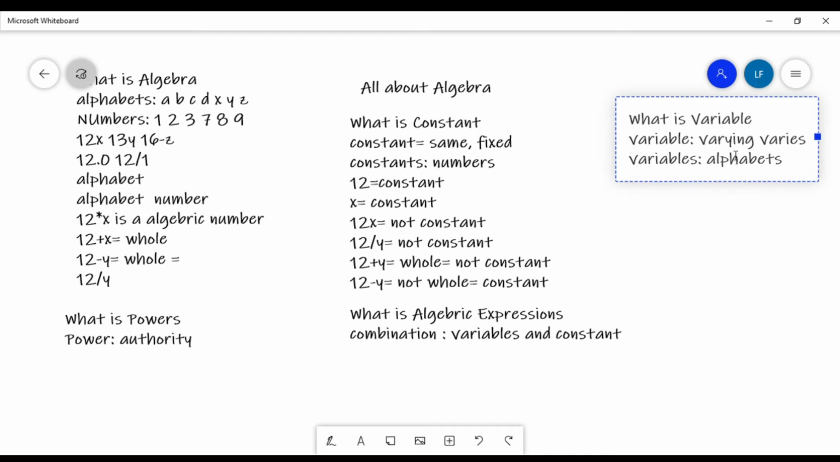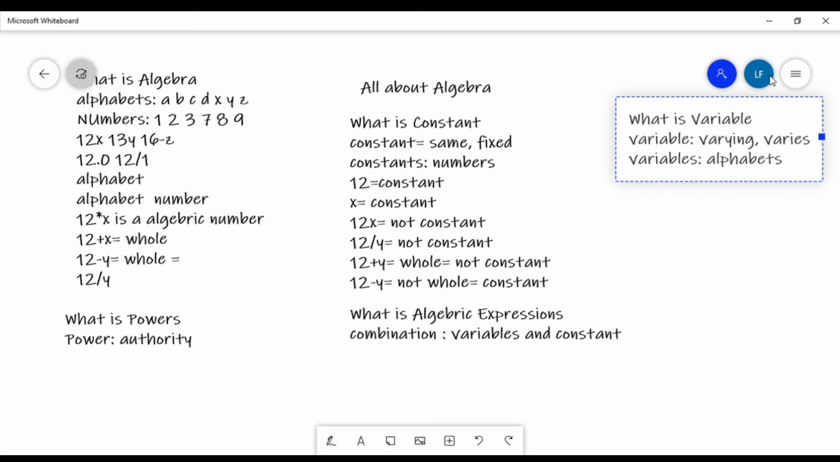Variable is derived from the term varying or varies. It does not remain constant. It is not fixed. Its value can change from time to time. And what can we associate it with? We can associate variables with alphabets. The reason is that we don't know the value of A. We don't have a specific value for it, because it is not constant. It can change.